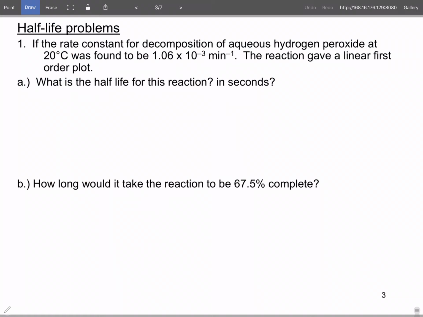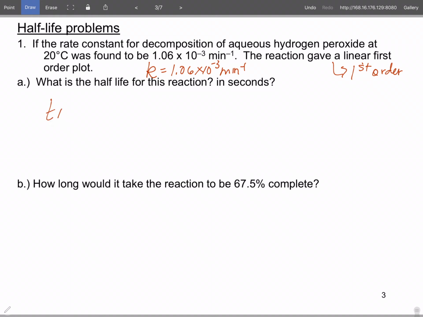If the rate constant for decomposition of aqueous solution was found to be, okay, k is our rate constant, so that's 1.6 times 10 to the minus 3 minutes to the minus 1. The reaction gave a linear first order plot. That is a long way of saying it's first order. So what is the half-life?